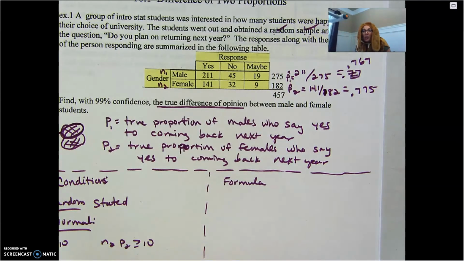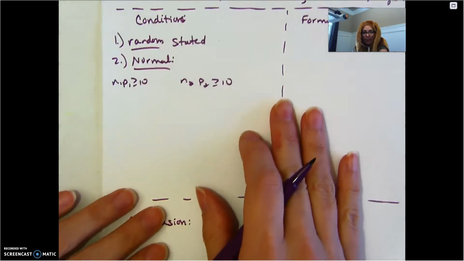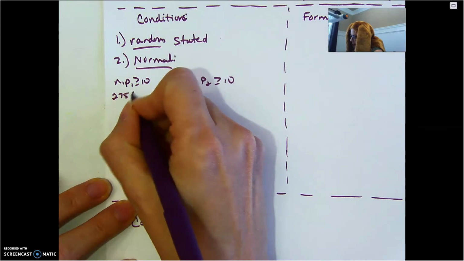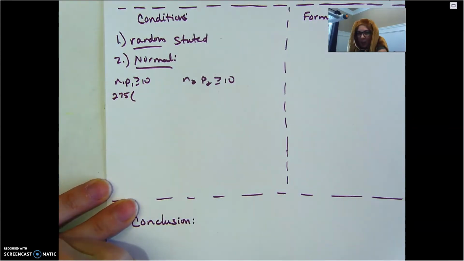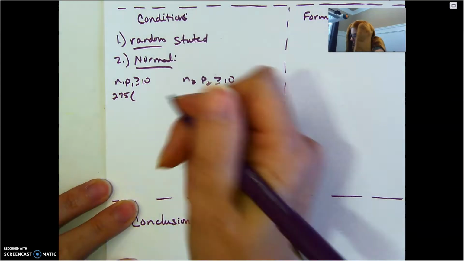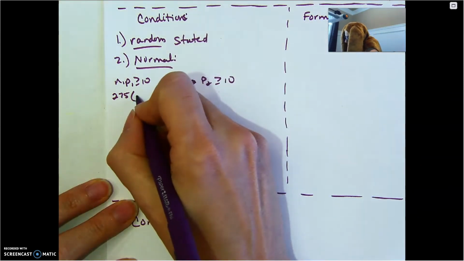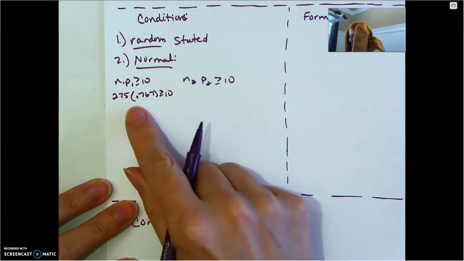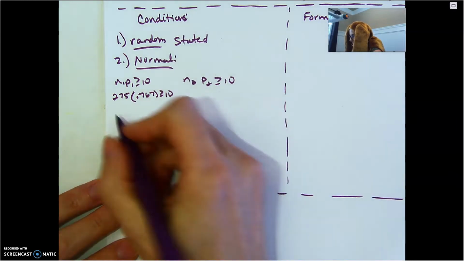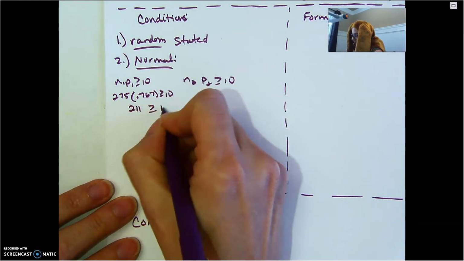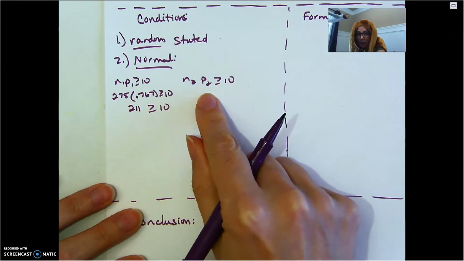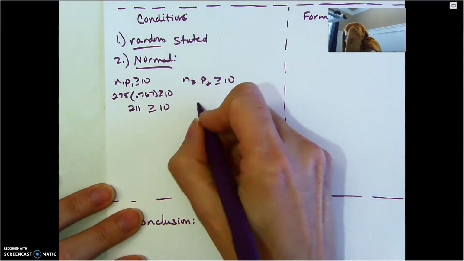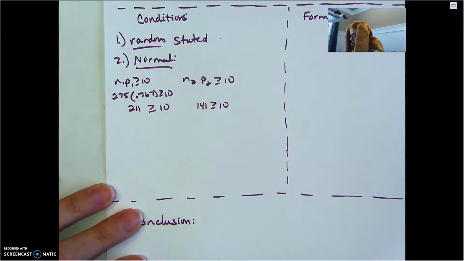Okay, so back to our conditions. Our N1 was for the males. We had 275 males. And you know what? This chart actually has everything done for you. I'll show you what I mean in a minute. The proportion was 0.767. You could type that in, or you could just know that was how many said yes. So that was 211, right? 211 said yes. Same thing for group 2. This is for the females. How many yeses did we have, right? How many successes? We had 141 successes. So we're good on successes.